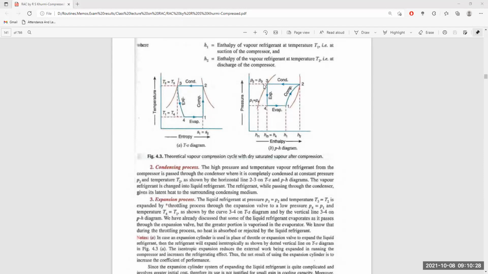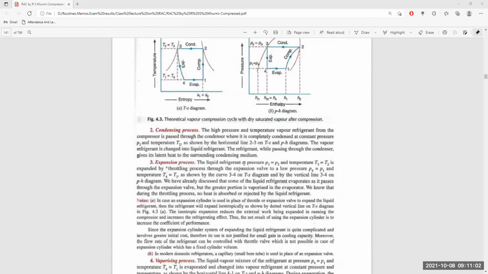It is not changing, but enthalpy is reducing from 2 to 3, meaning the heat energy is released during the condensation process. So what happens here? Vapor is changed into liquid refrigerant. The vapor refrigerant is totally converted into the liquid refrigerant itself. And the condenser gives out the latent heat to the outside surrounding condensation medium.